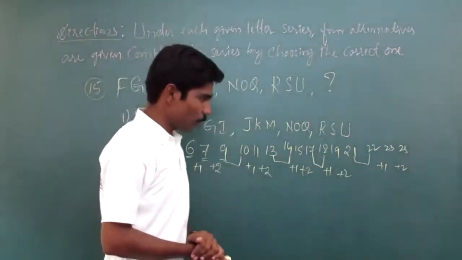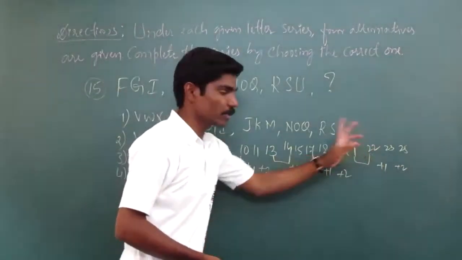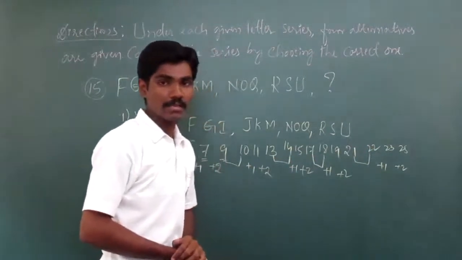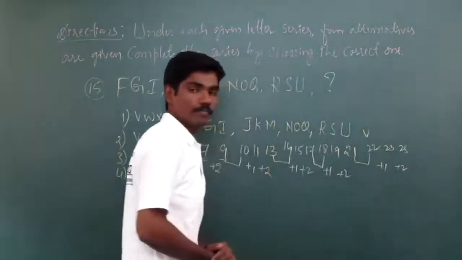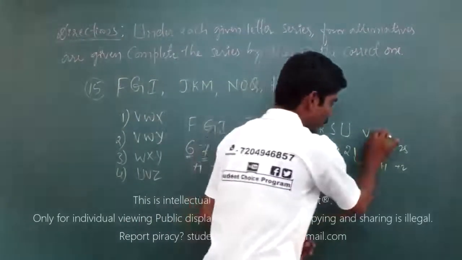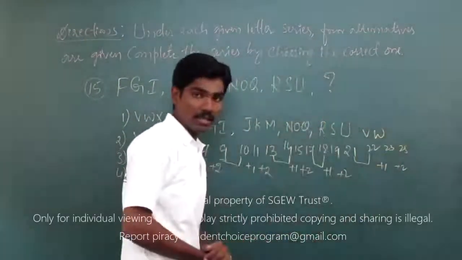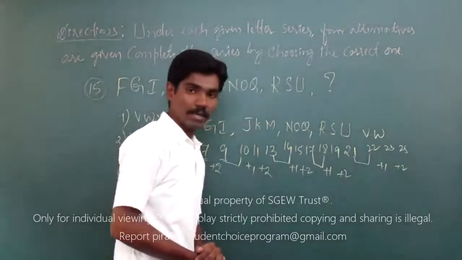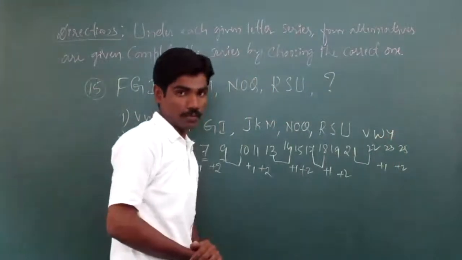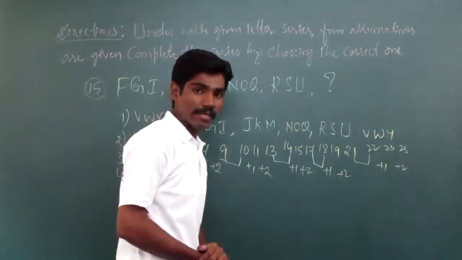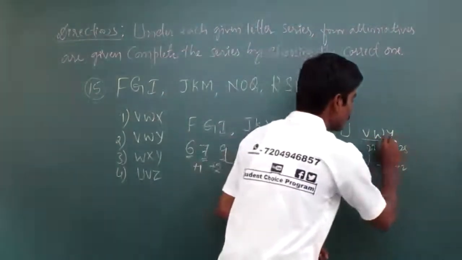Now, we have to find out which letter is having position 22. And we know that the letter V is having position 22. Letter W is having position 23. And the letter Y is having the position 25. Now what answer are we getting? We are getting it as V, W, Y.